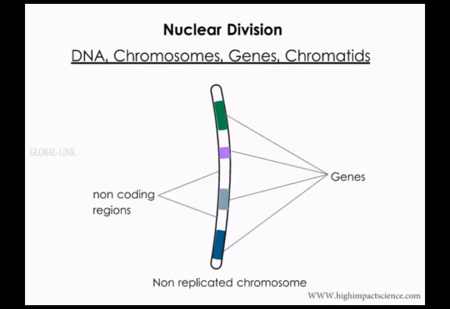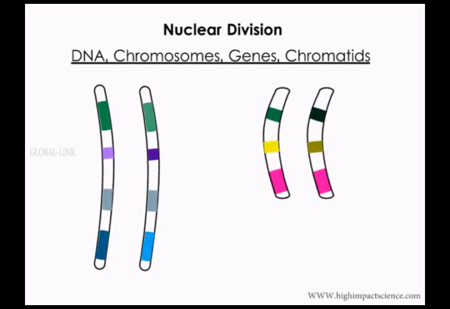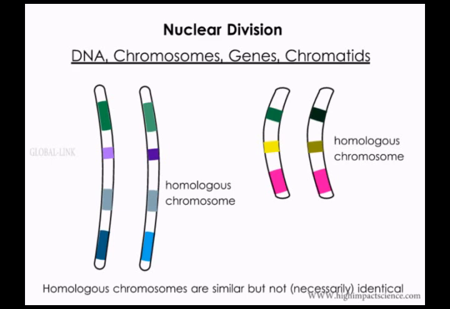The position of a gene in a chromosome is called its locus. In the body cells, chromosomes occur in pairs. Each pair of chromosomes has a characteristic length. The member of each pair is called a homologous chromosome. Homologous chromosomes are similar but not necessarily identical. This means that they contain the same type of genes, but the genes do not necessarily code for identical characteristics.